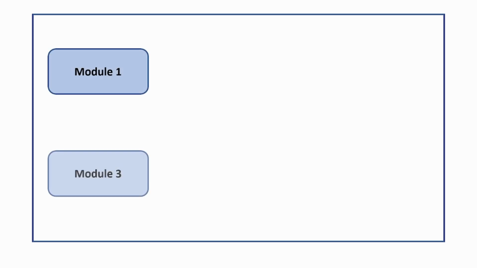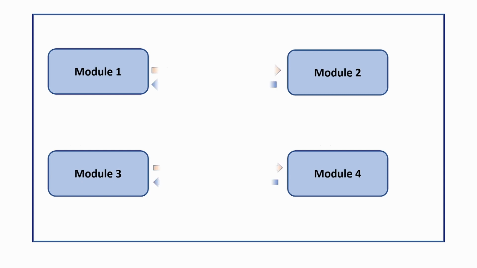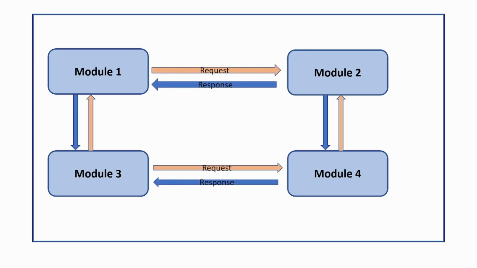Now let us understand an integrated system consisting of several modules which are interacting with each other on the basis of requests and responses received. So these requests and responses are received in various formats, like the most commonly used formats are JSON, XML, or in some cases text data.